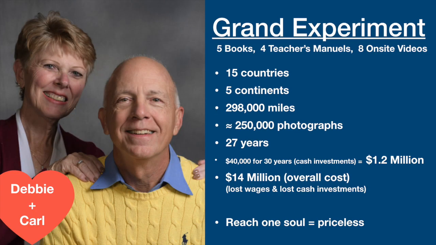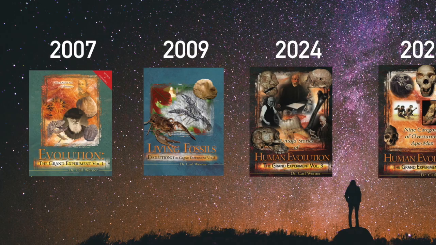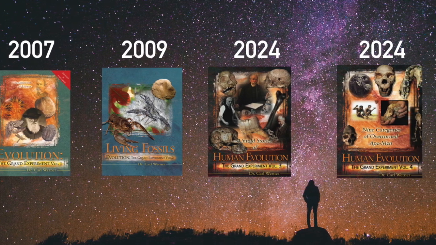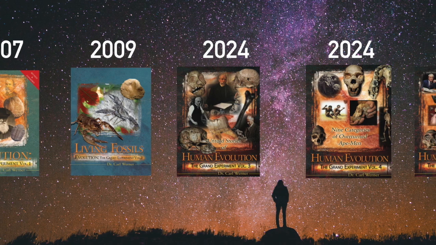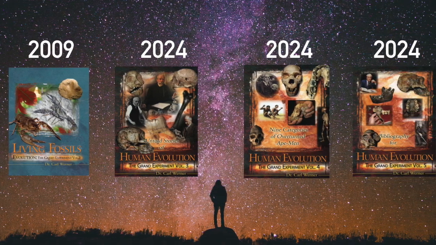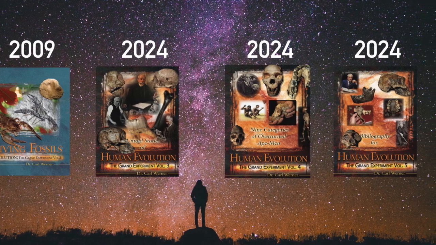Debbie and Carl Werner, they went all over the world to interview these scientists and take photographs of the fossils and compare them with what's being taught. And just incredible, incredible work. And these are the 5 volumes of books they got. They've got The Grand Experiment. And it's taken them 27 years to do it. And these last 3 volumes just came off the press last month. So this is cutting edge information.